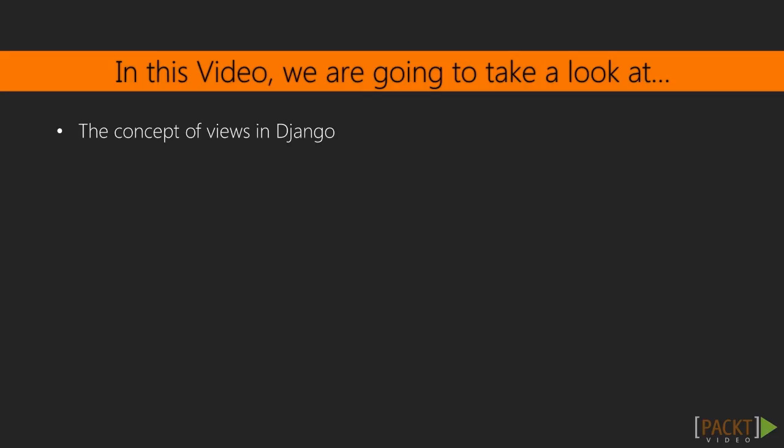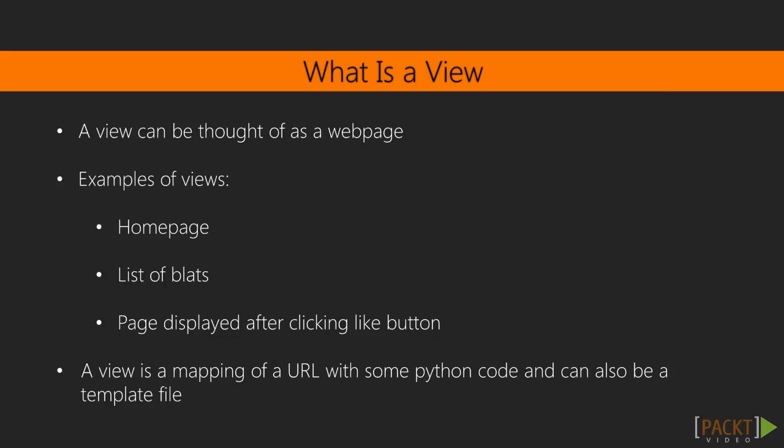However, in our social network, many people will be reading our blats that don't need to have access to the admin form. For those people, we have views. The easy way to think of a view in Django is to imagine a web page. The homepage is a view, a list of blats shared on Tuesday is a view, and the action that happens when you click the like button is also a view. A view is a mapping of a URL with some Python code, and usually also a template file.